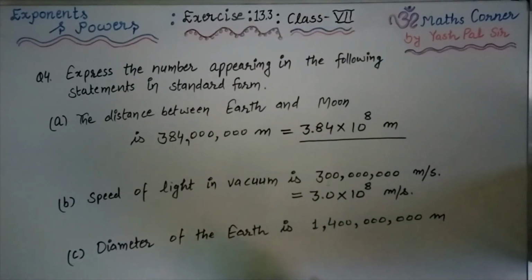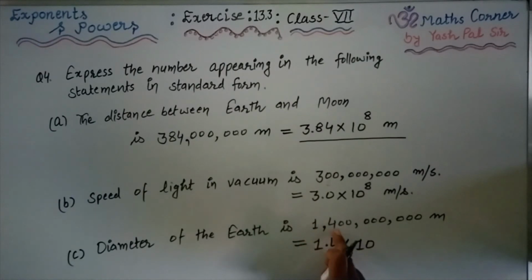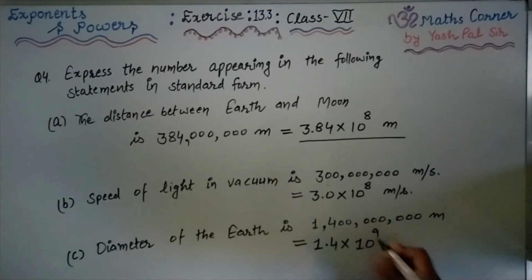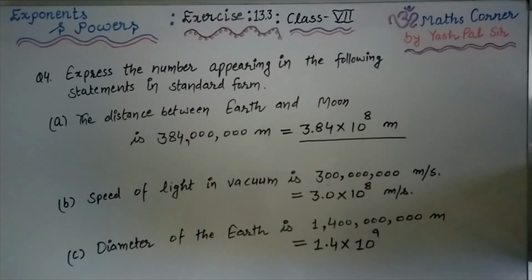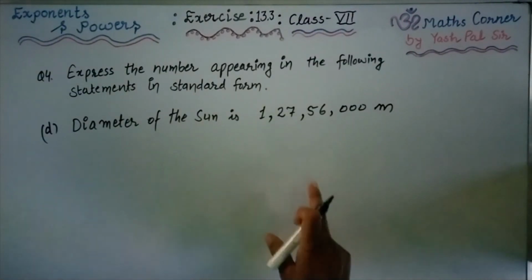C part, diameter of the earth is 1400, this large number. So we write this number in standard form as 1.4 into 10 raised to power. After 1, count the digits, 1, 2, 3, 4, 5, 6, 7, 8, 9. So we write raised to power 9 meter. So this is the standard form, diameter of the earth equal to 1.4 into 10 raised to power 9 meter.